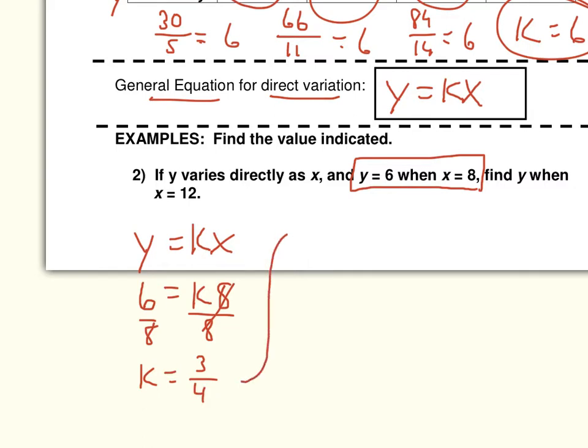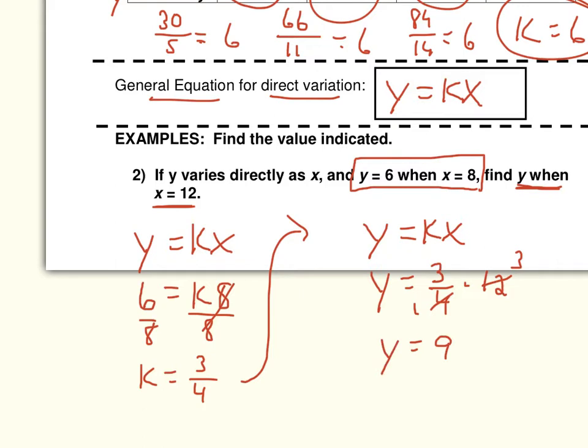The second part to this, it says find y when x is 12. So I take my equation, my direct variation equation, and I need to find y. So I don't know what y is, but I know my k is 3/4 and my x is 12. So now I just multiply, I can cross reduce, so I get y is equal to 9. And that would be my answer. So the key is knowing how to set up, knowing the equation, and then knowing how to set up the problem.